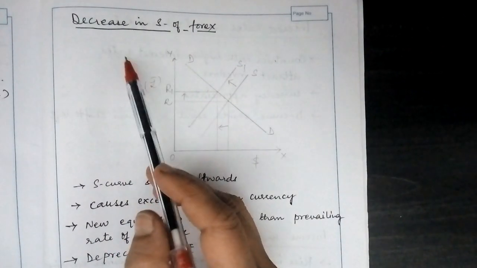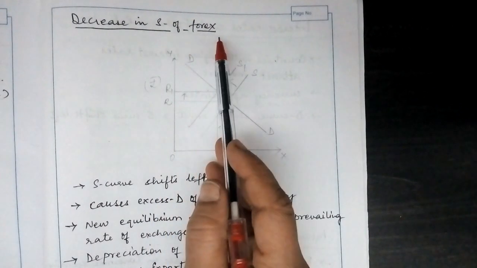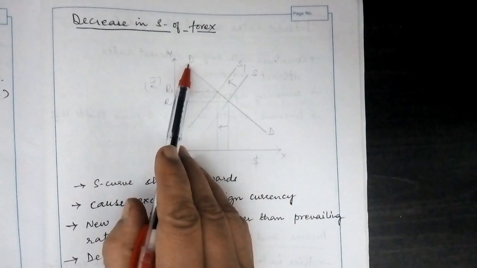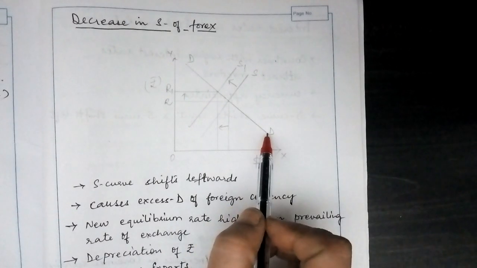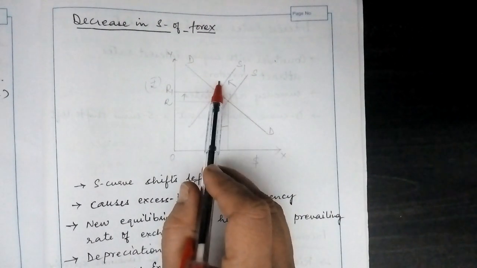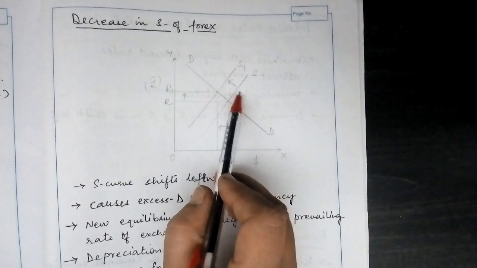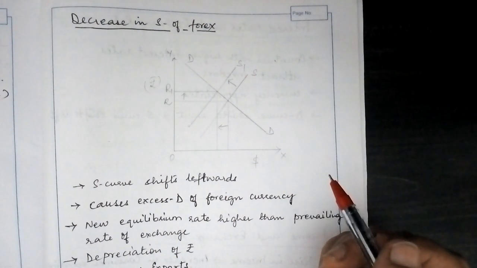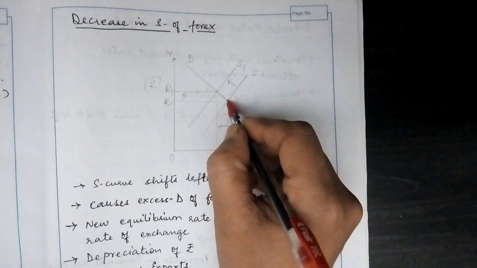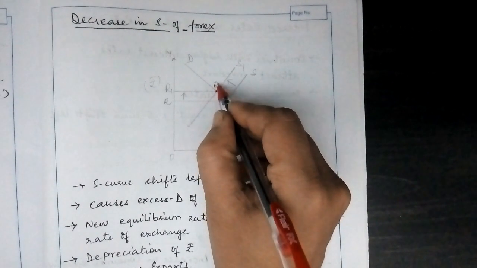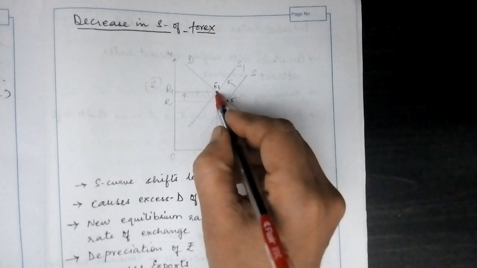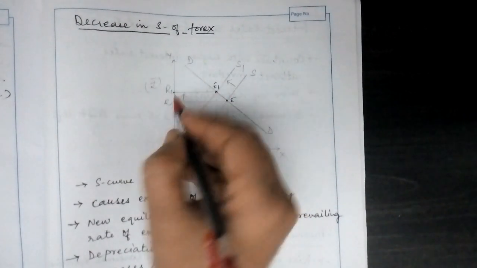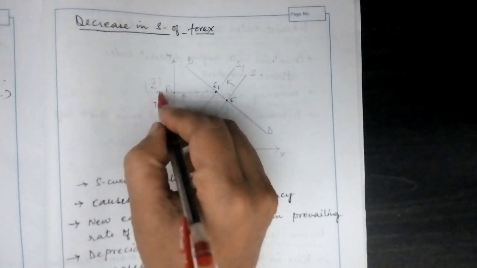The other condition is decrease in supply of foreign exchange. What does this mean? This would mean when the demand is the same for foreign exchange, the supply decreases, and hence the supply curve moves to the left. This would cause an excess demand for foreign currency. So a new equilibrium rate at this point would be formed. At this point, the foreign exchange rate is R1. Let us say from 70 it goes up to 75.